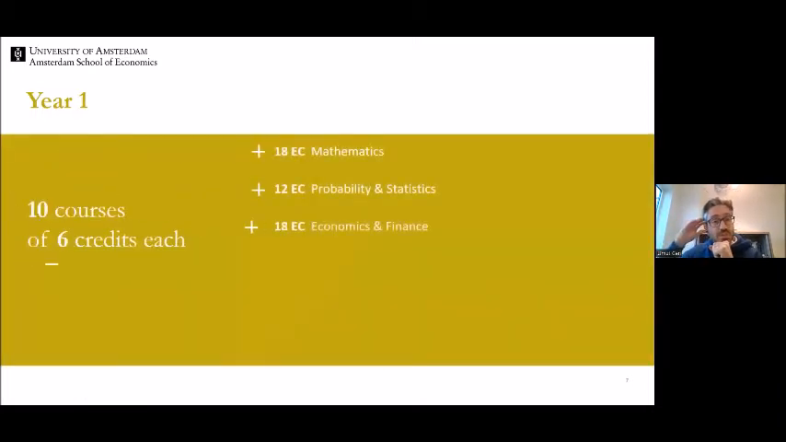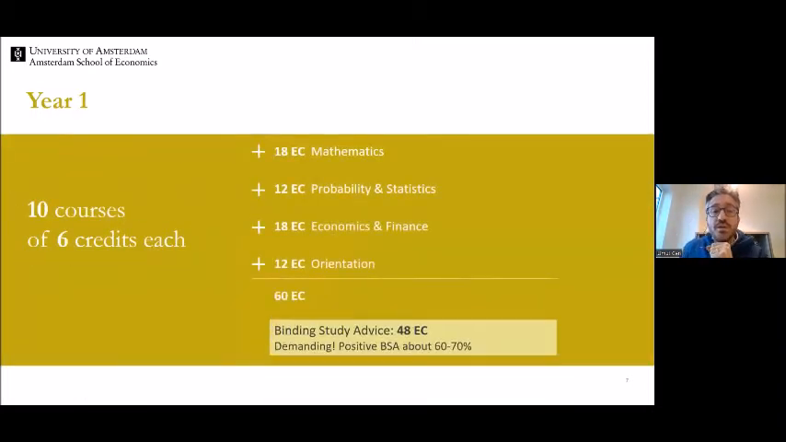So if you counted, there were 10 courses there in the first year. Each of them count for 6 credits. So you take 60 credits in total in your first year. 18 of them in mathematics, 12 in probability and statistics, 18 in economics and finance, and 12 in orientation courses. And so this all adds up to 60 EC. And like most of the Dutch universities, we have a system of a binding study advice.